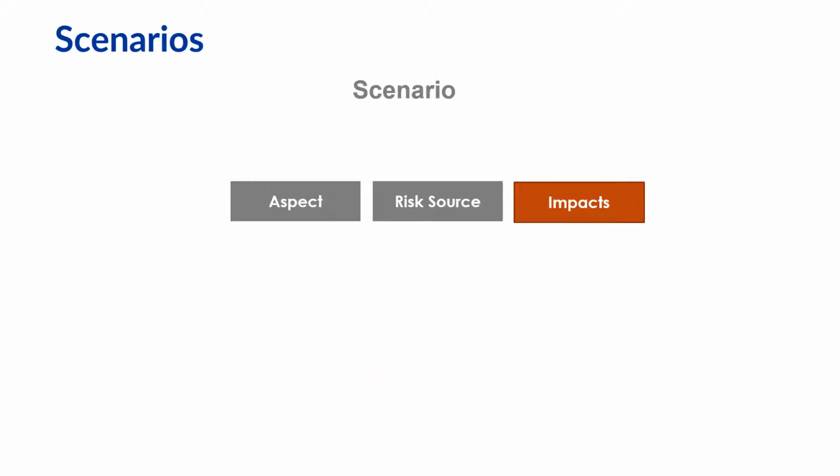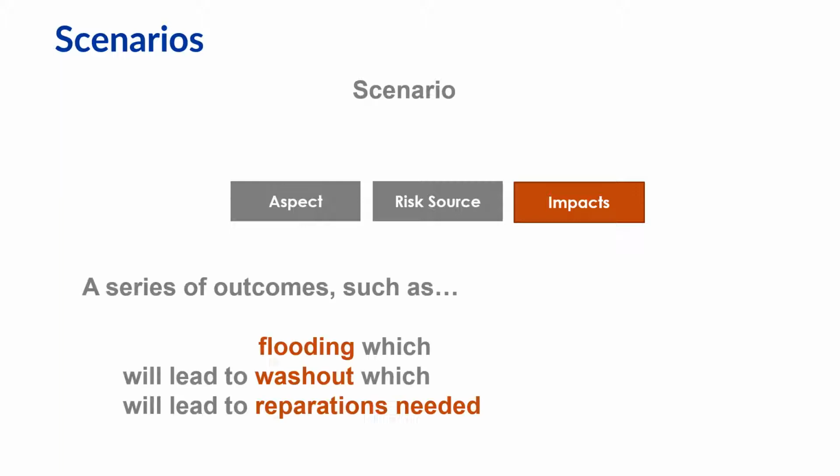Finally, impacts are defined as a series of outcomes that may result from the effects of a risk source on an aspect. A good way to think of impacts is to chain impacts together using the words leads to.